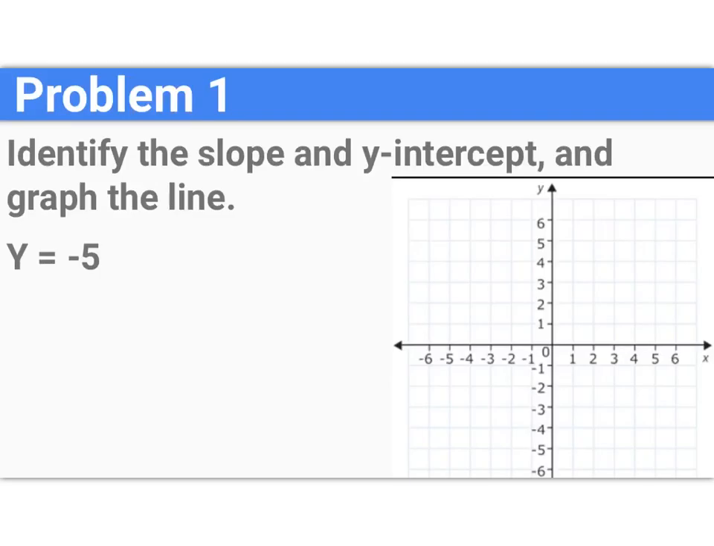Identify the slope and y-intercept and graph the line. So at -5, we have a straight line. Anytime you have a flat line, the slope is 0. The y-intercept is -5.